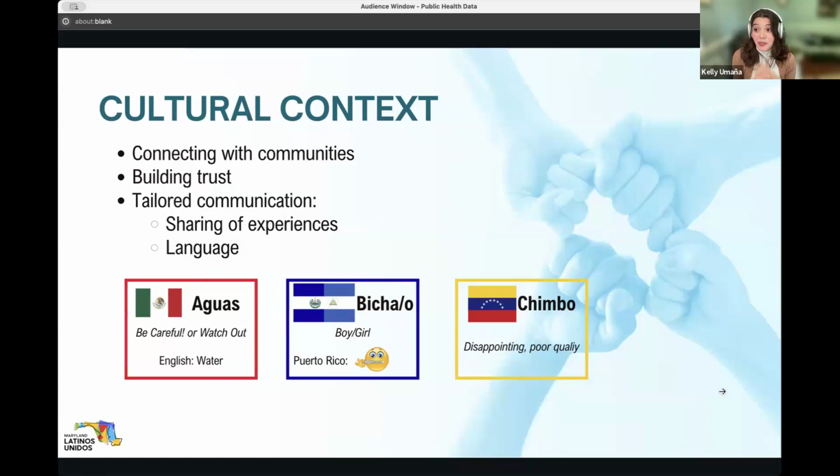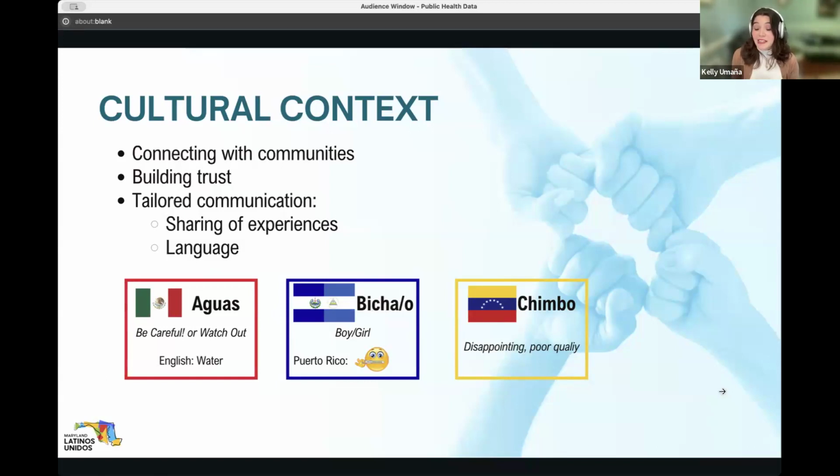So I like to give this example because we often find ourselves having to translate documents, but a lot of times, even within the Spanish dialogue, there are specific ways we use our language. So in Mexico, when people say aguas, if you were to put that in Google Translate, aguas actually means water. But the context behind that is Mexican communities are saying be careful or watch out. So if you hear somebody say aguas, it's because they're telling you to be careful.